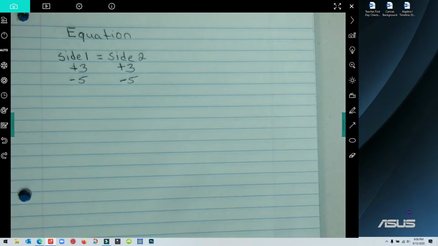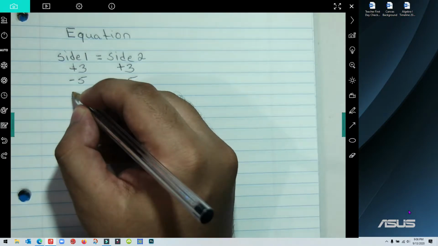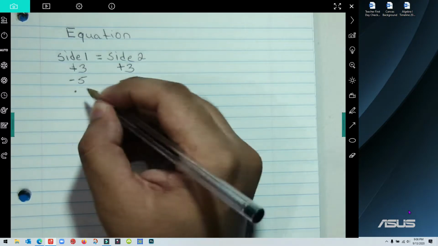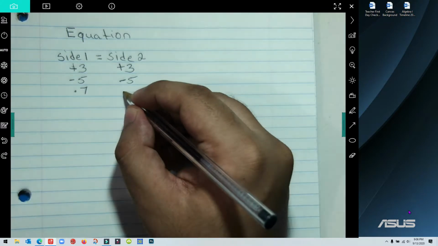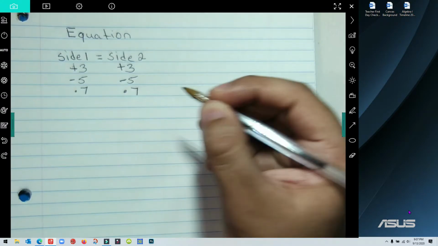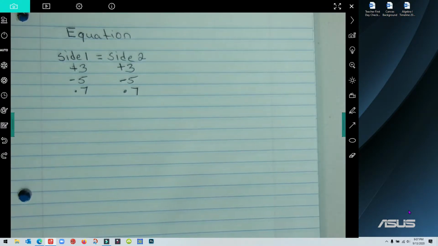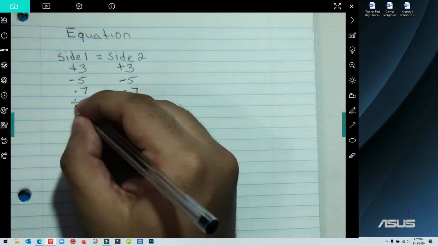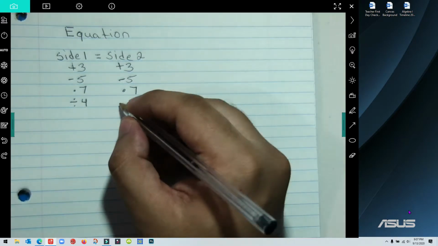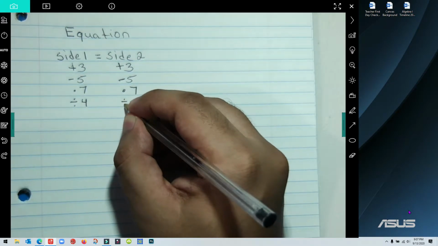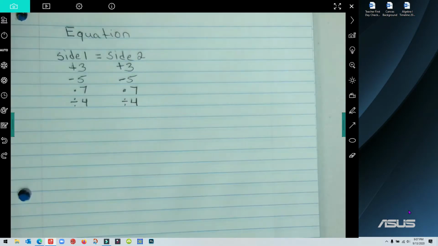If I were to subtract 5 from my side 1, make sure you also subtract 5 from side 2. Same goes for division and multiplication. If I multiply times 7 on side 1, make sure you also multiply by 7 on side 2. And if I'm dividing side 1 by 4 as an example, make sure we divide side 2 by 4 as well.